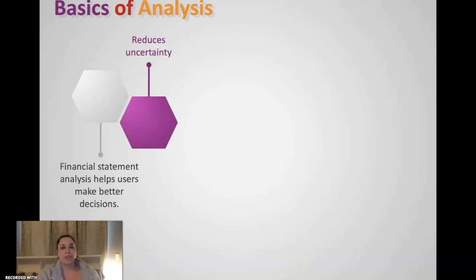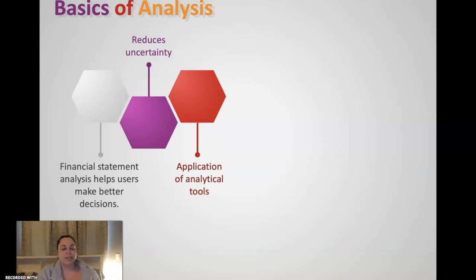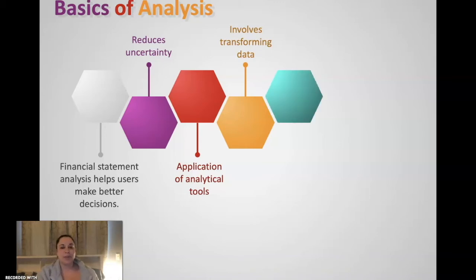Okay, it helps reduce uncertainty. Instead of just guessing, oh, I think this company is good, we do have hard facts on how they've been doing. We're going to be using the analytical tools. So like I said before, it's the horizontal, vertical, and ratio analysis that we're going to be doing. And it involves transforming data. So we're basically taking information from the income statement, from the balance sheet, and transforming that into specific numbers. And those numbers will tell us how a company is doing.